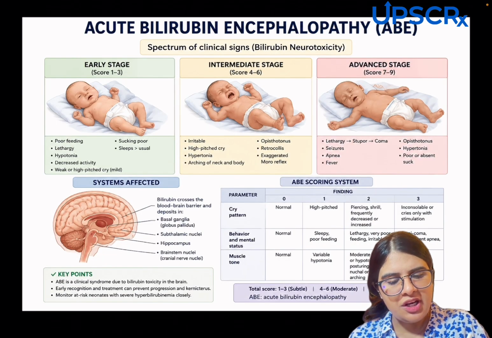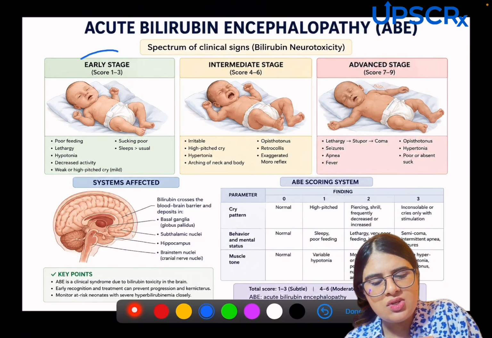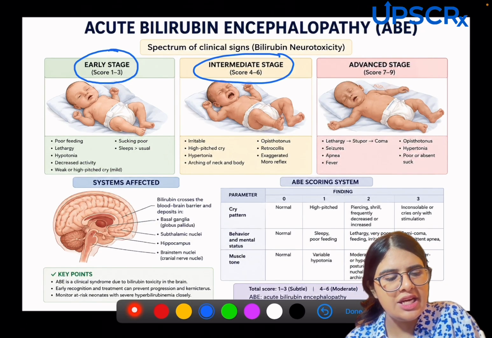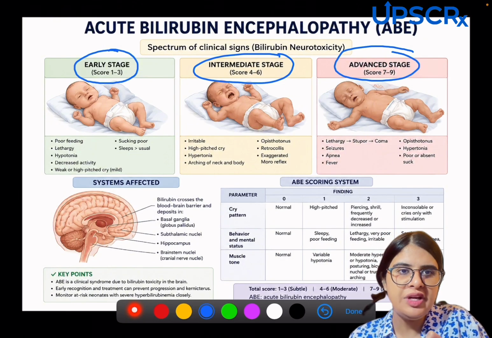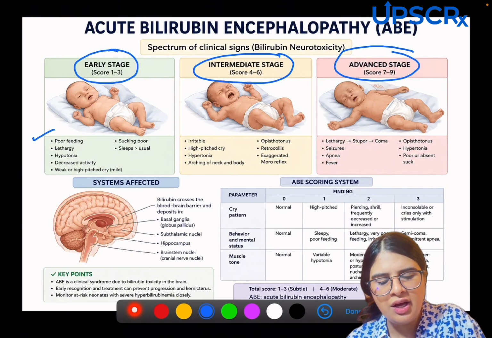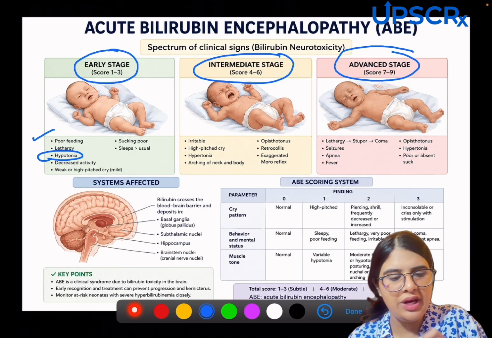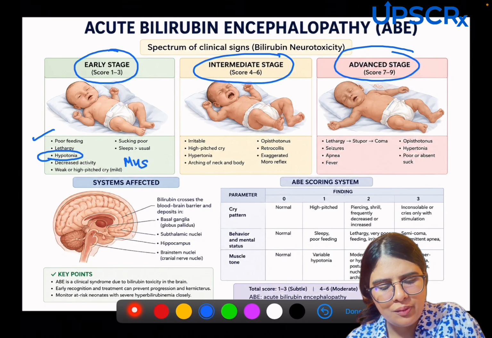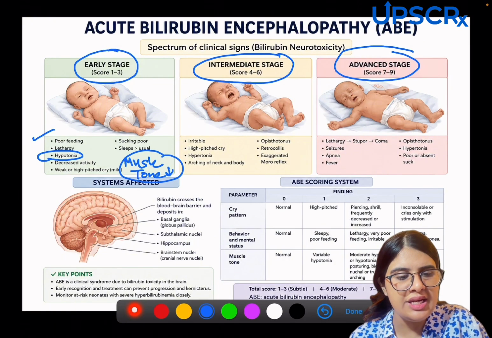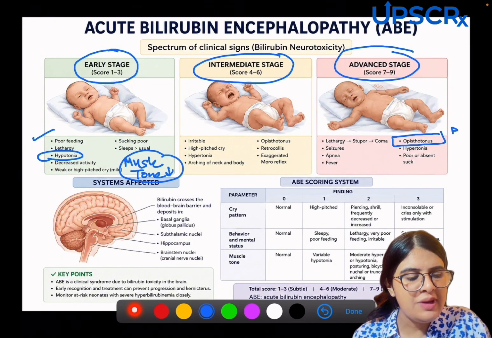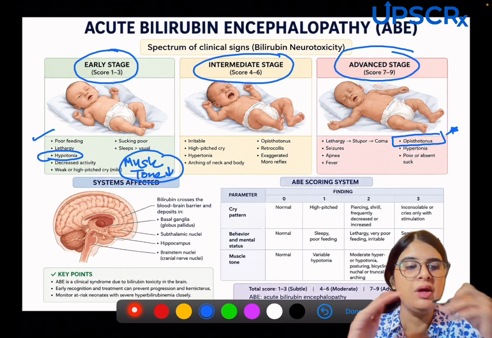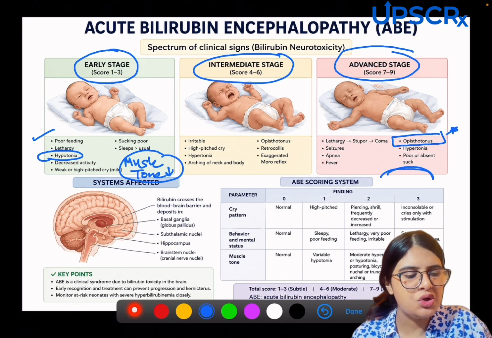So, acute bilirubin encephalopathy has 3 stages: early stage, intermediate stage, and advanced stage. In the early stage, the baby will have poor feeding and hypotonia, so muscle tone will be decreased. Initially the muscle tone is decreased, but in the advanced stage the tone is increased. The posturing will be opisthotonus, like the baby will be arching the body, right? So the tone is greatly increased.